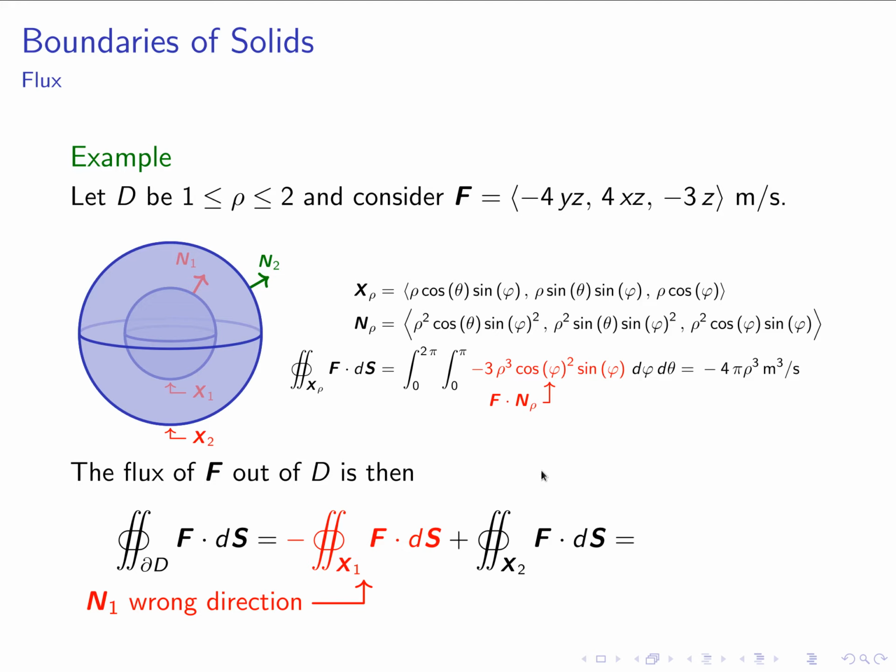And now all we need to do is use the formula we derived previously. The first thing we'll do is set rho equal to 1 and then negate, which would be 4 pi. Then we add whatever we get when we set rho equal to 2. So that'll be -4 times pi times 8. And when we do the arithmetic here, we get -28 pi meters cubed per second.